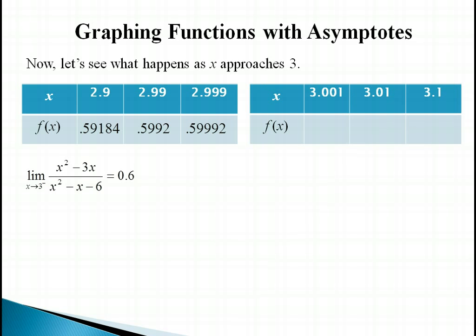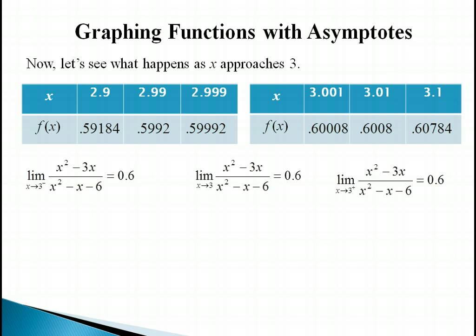At 3.1, 3.01, and 3.001, I also have numbers that are approaching 0.6. So this limit is also 0.6, which means that in general the limit as x approaches 3 of the function is equal to 0.6. Not infinity like we found before. It's actually approaching a specific number.